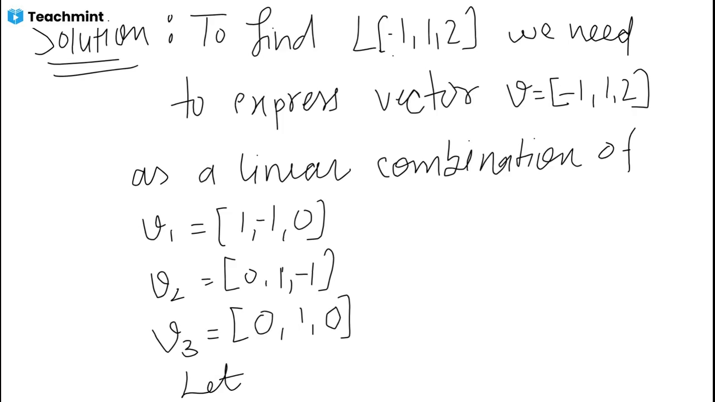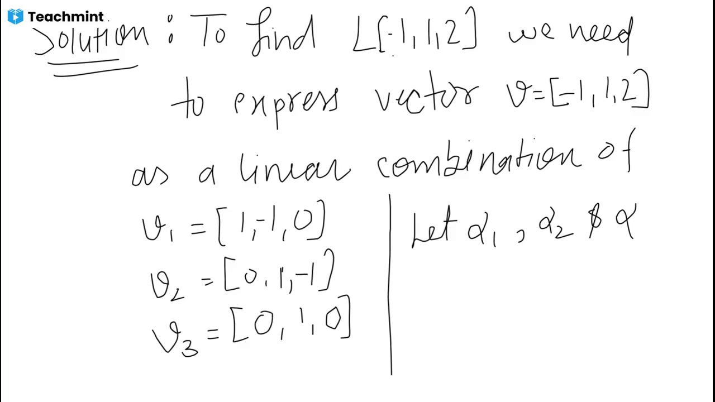Can you write it on the side, please? Okay, sure. Let alpha 1, alpha 2, and alpha 3 be scalars to form the linear combination.